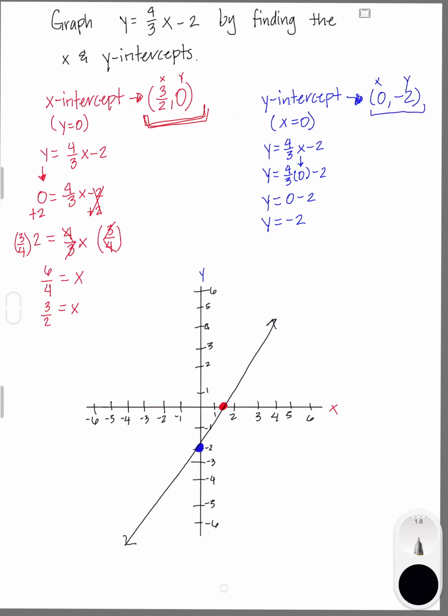So remember that in order to graph and plot a line, we need at least 2 points. So if we have the x and the y intercepts, then that's enough for us to be able to graph the line in the coordinate plane.